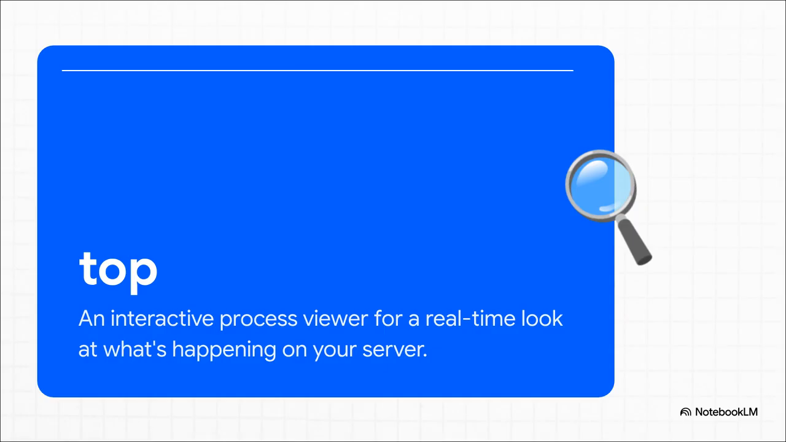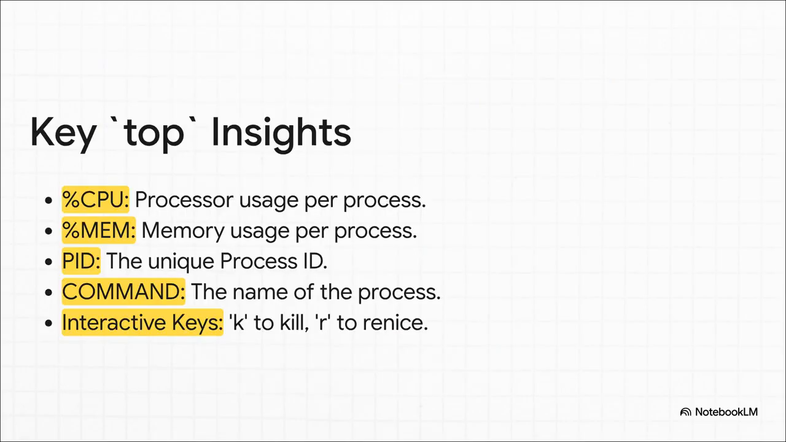You can think of top as the emergency room dashboard for your server. It gives you an immediate, live look at every process that's running, showing you exactly what's happening on that machine right this second. And right away, top gives us our first major clues. The %CPU and %MEM columns are going to point you directly to the biggest resource hogs. As soon as you spot a suspicious process, you'll want to grab its PID, that's the process ID, which is like its unique badge number for the investigation ahead.